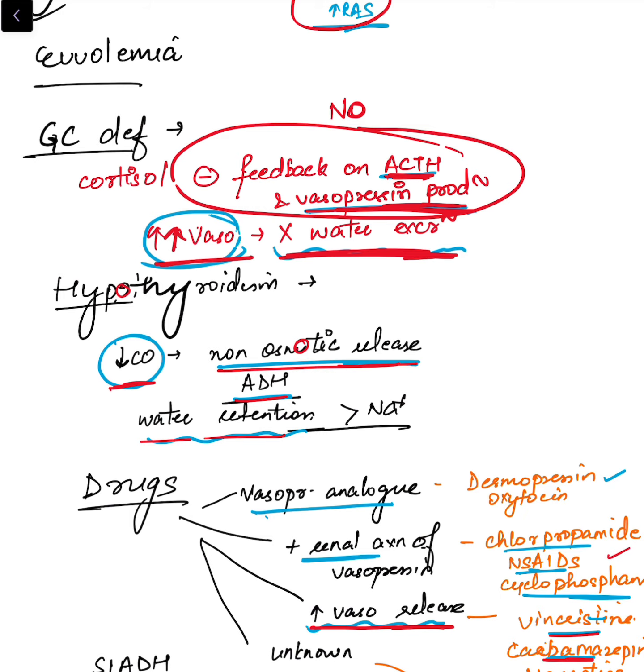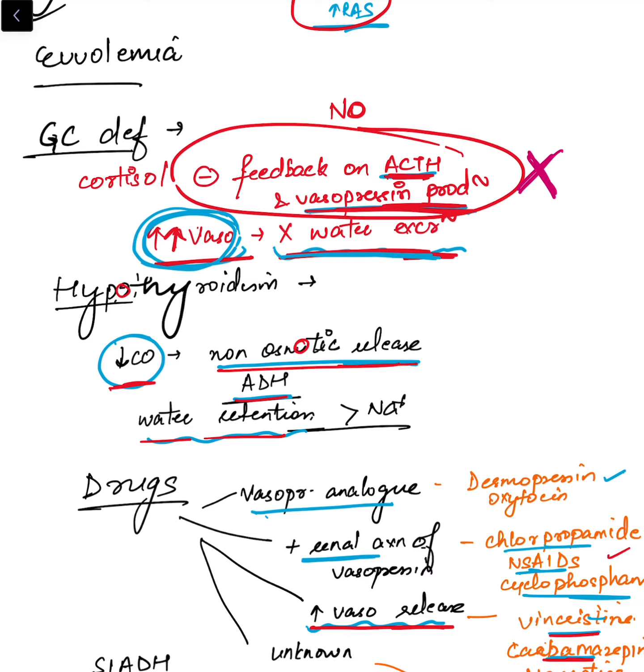So what happens whenever there are steroids? If the steroids are high, they will negatively inhibit ACTH and vasopressin production. With deficiency of steroid, this feedback mechanism on ACTH and vasopressin production will be lost, so there will be more vasopressin production.